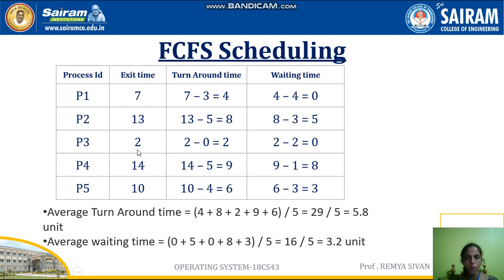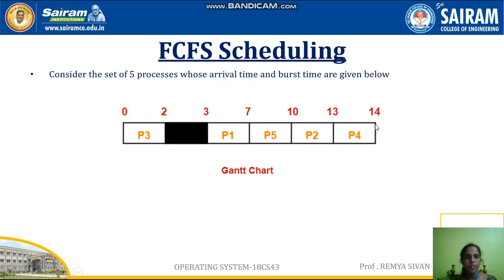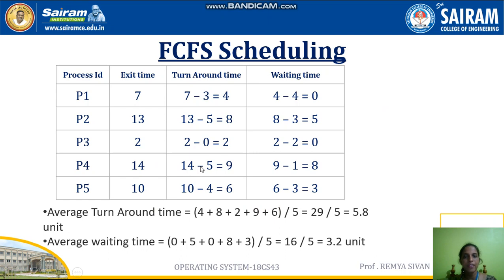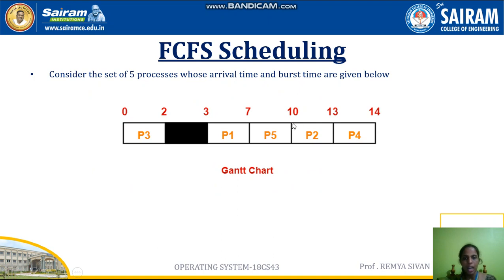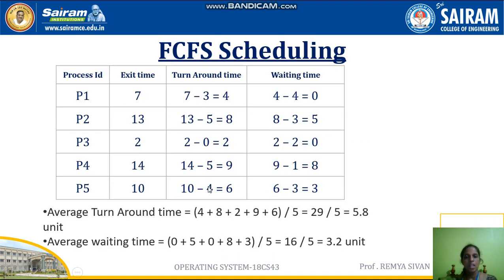P3 exit time is 2, and the arrival time of P3 is 0. So 2 minus 0, 2 is the turnaround time. P4 exit time is 14. It came at 5. So 14 minus 5, 9 is the turnaround time. P5 exit time is 10 and it came at time 4. So 10 minus 4, 6 is the turnaround time. Next you have to calculate the waiting time.